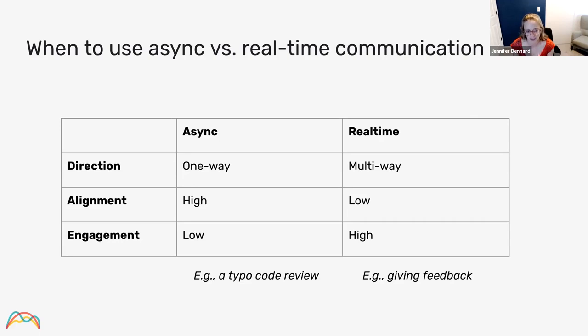So a simple example is a typo code review where you're like, hey, just need to fix this one letter. That's really good for async. It's really just one person communicating out what's going on. Everyone's aligned that you want to fix the typo and you don't need a ton of engagement on what's going on. On the opposite side, giving feedback is definitely a multi-way communication. You may not have alignment on the feedback that's being shared if you're trying to bring a group of people along. And then you need engagement. You need a conversation about what's happening. And so that's a canonical example of what's really good for real time.